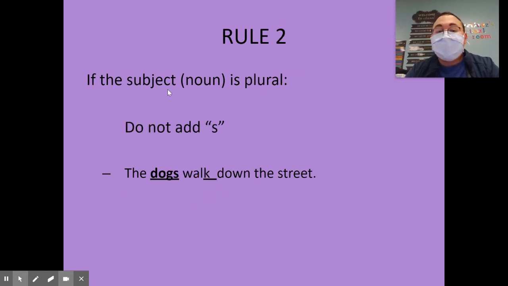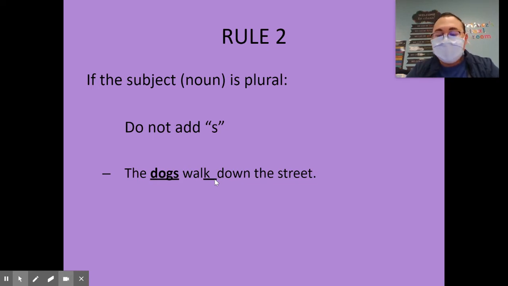Rule number two, if the subject noun is plural, then we do not add an S. So now I've changed the word dog to dogs. I've made it a plural noun, right? Dogs means more than one. So I do not add an S to my verb. The dogs walk down the street, okay? If I said the dogs walks down the street, would that make the most sense?